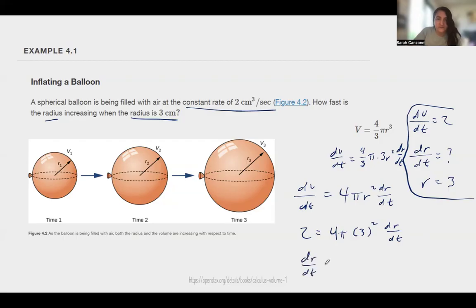So dr/dt equals 2 over 4 pi times 3 squared. And if you were to simplify this, you would get that this is 1 over 18 pi. And our units on that will be just regular old centimeters per second. All right, and this is the rate at which the radius is increasing at specifically 3 centimeters. So it will be different if you were to plug in a different value here.